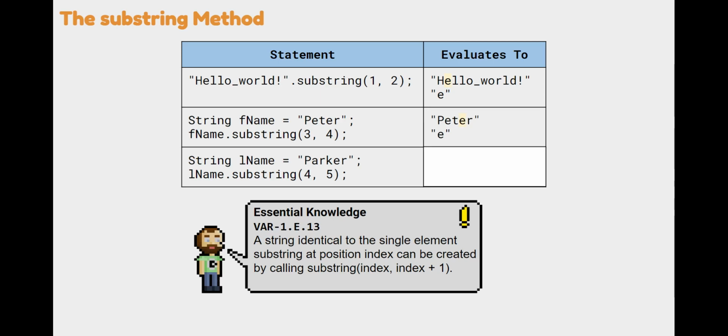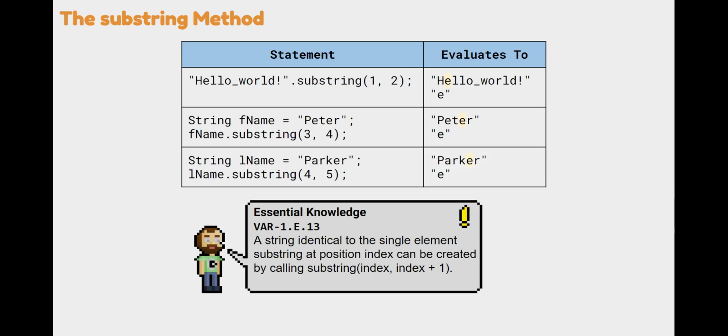For our third example, we have a string literal Parker. We are assigning that to the variable lName. We are calling substring on that variable with the actual parameters 4 and 5. That's going to get us that e in Parker.